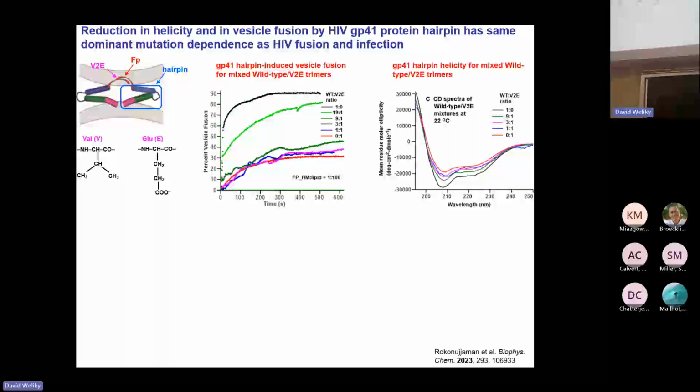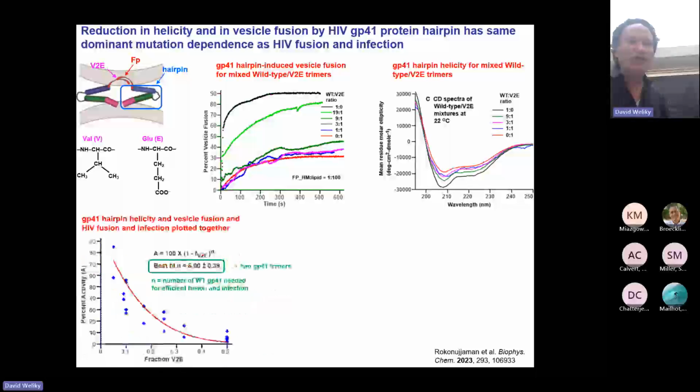This was really surprising to me because the fusion peptide segment we knew from work in our lab, and the hairpin segment from work in other labs, so their structures form independent of one another. So it's completely not clear why a fusion peptide mutation would affect the structure of the hairpin. It's clearly some kind of allosteric effect.